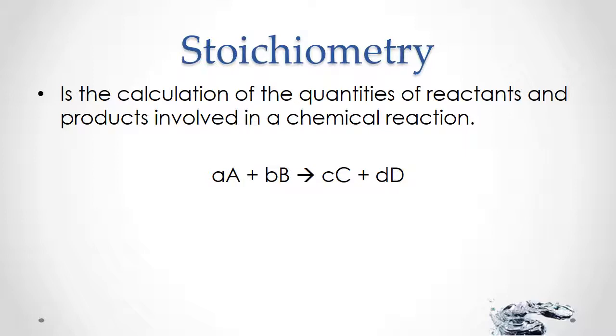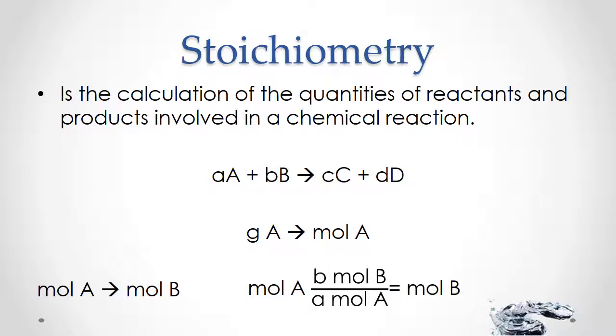generic formulas. If I have the grams of molecule A, I can convert to moles of molecule A using the molar mass of molecule A. But not only can I convert from grams to moles, but I can also convert from moles of molecule A to moles of molecule B. And that's where the coefficients come into play.